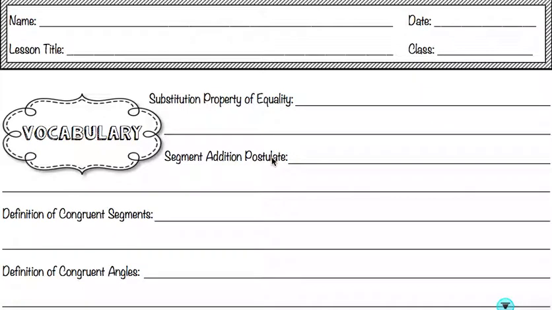Hello, in this lesson you're going to learn how to prove statements about line segments. We will start with the title of our lesson, which is going to be segment proofs. And we have some vocabulary.